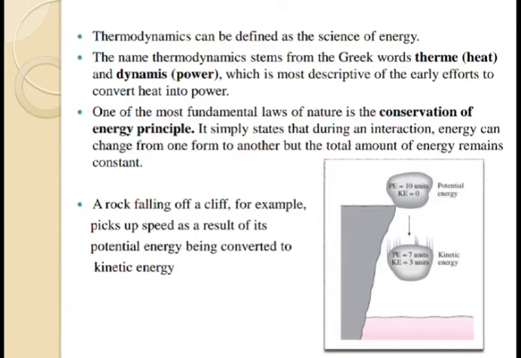At the top, due to its height, its potential energy is, say, 10 units, but it is at rest and has no velocity, so its kinetic energy is zero. But when it falls off the cliff, its potential energy is converted into kinetic energy. So in this case, at any stage, the total energy remains constant.